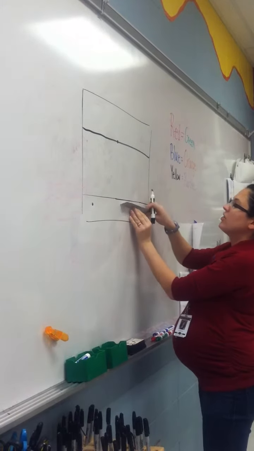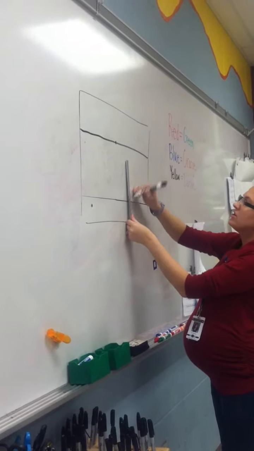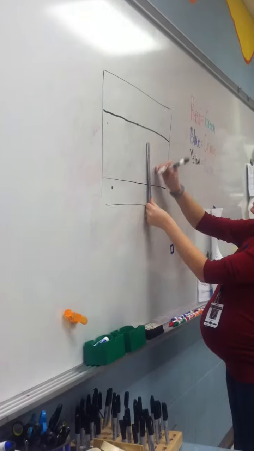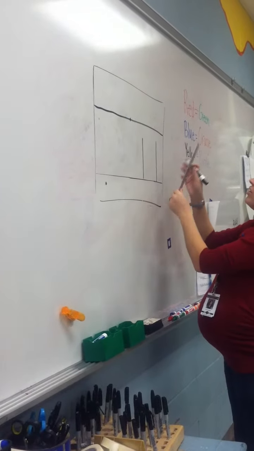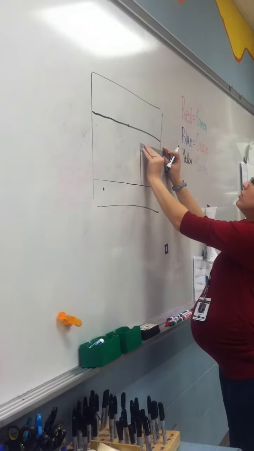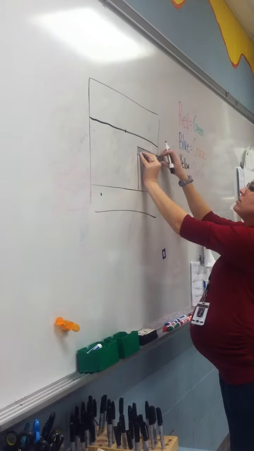And what I'm going to do is I'm going to put in a building. So if I have a building, we'll just say it's right here. Because things that are closer are going to be bigger than things that are far away. Okay, so this is the front.